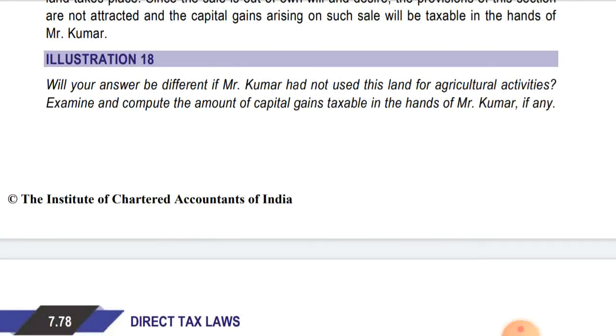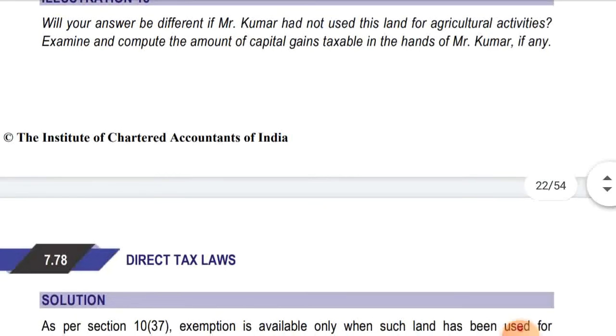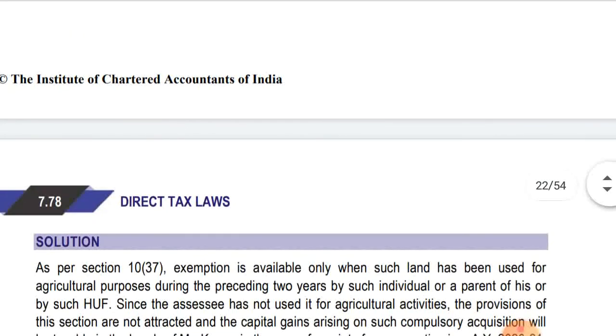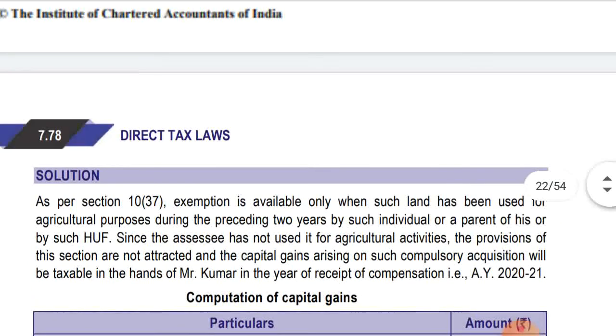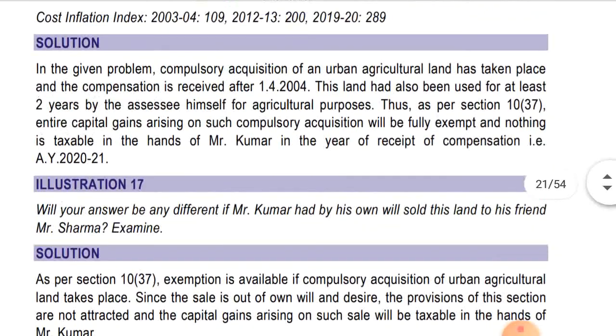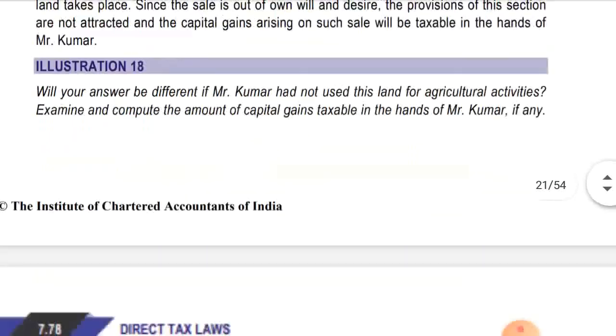Will your answer be different if Mr. Kumar had not used this land for agricultural activities? Examine and compute the amount of capital gain taxable in the hands of Mr. Kumar, if any. So if it has not been used for agriculture purpose, then the exemption under section 10(37) would not have been available and capital gain would have arisen. So we will compute the capital gain accordingly. We'll see how the solution goes.